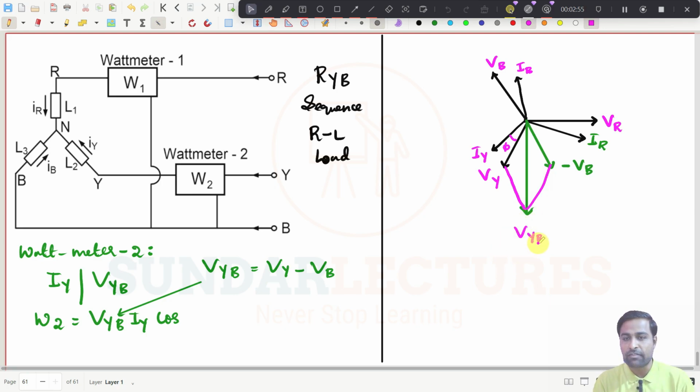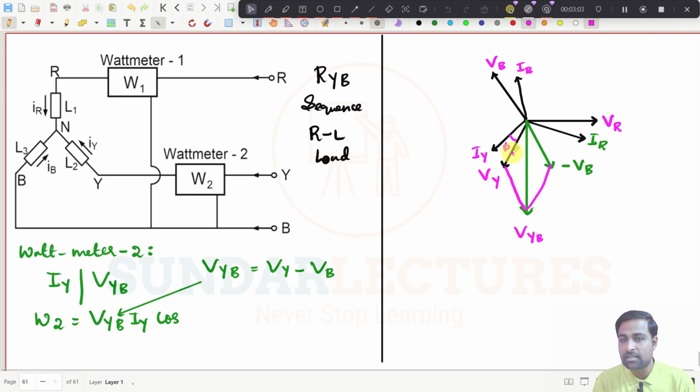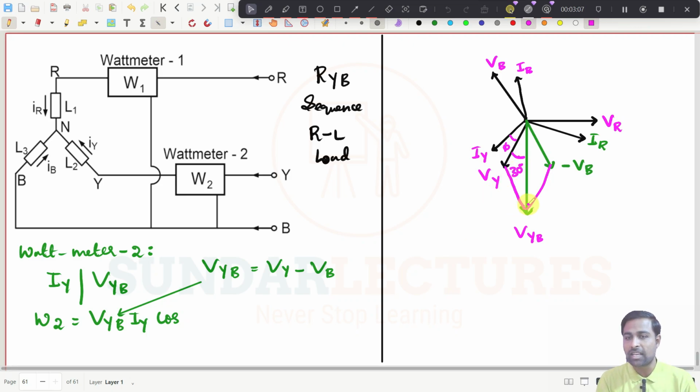Now you see, I have to find the angle between VYB and IY. IY is here, VYB is here. See here, what is this angle? This is 30 degree, right? I need to find the angle between these two phasors. It is 30 degree plus phi, right? So what will be here? It will be 30 degree plus phi, simply you can write.